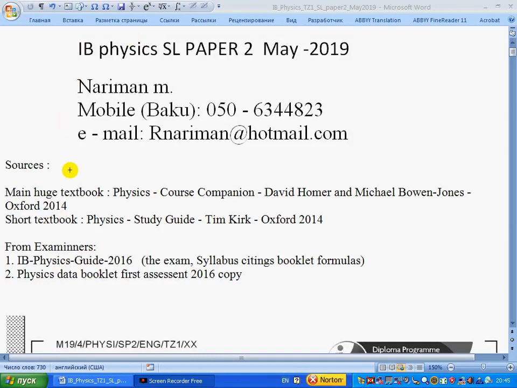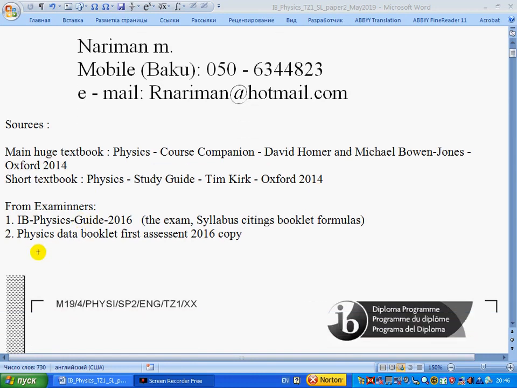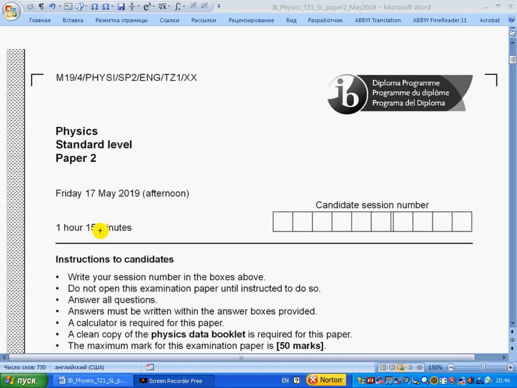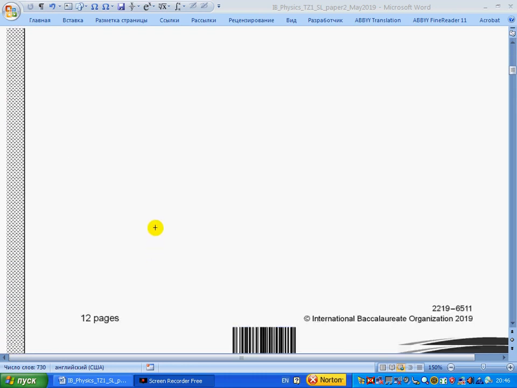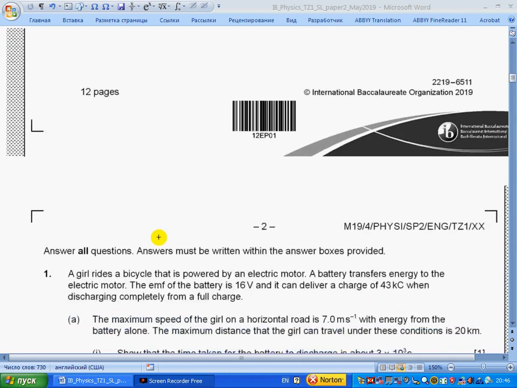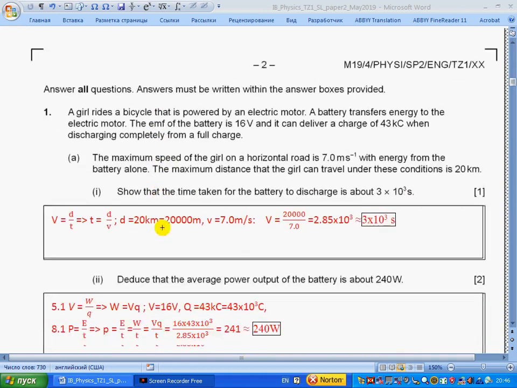To prepare for the exam, you can use the huge Oxford 2014 textbook or the short textbook by Tim Kirk, Oxford 2014. From the examiner, you should have the physics data booklet, which includes formulas, and this booklet will be available for you during the exam. This is the cover page. Most of the questions are the same as in the HL paper.